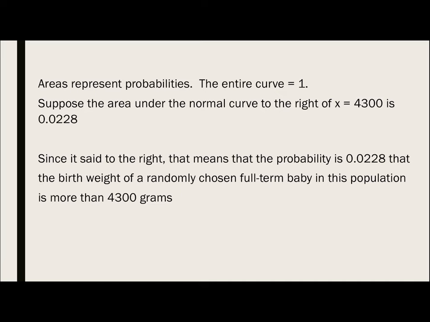Areas represent probabilities. The entire curve equals 1. Suppose the area under a normal curve to the right of 4,300 is 0.0228. Since it's said to the right, that means that the probability is 0.0228 that the birth weight of a randomly chosen full-term baby is more than 4,300 grams.